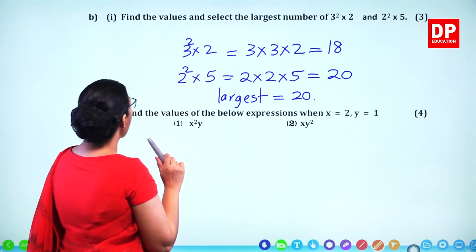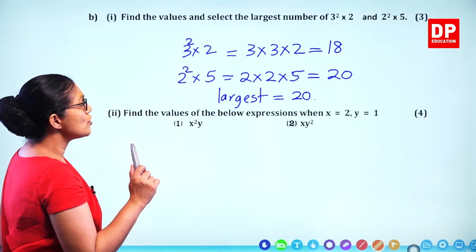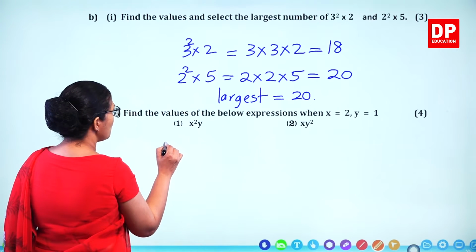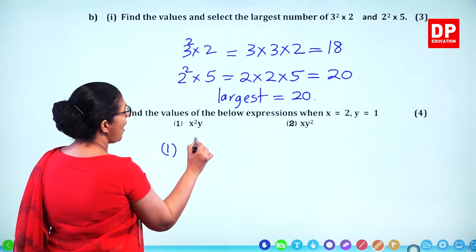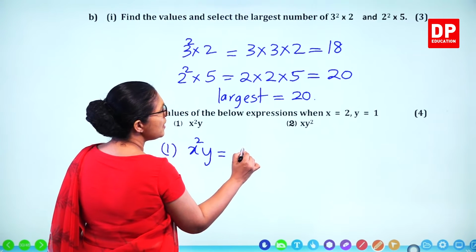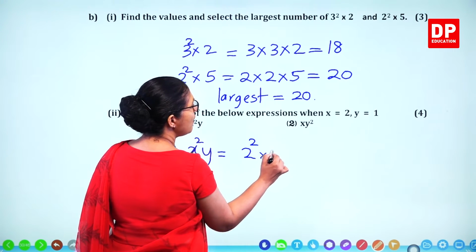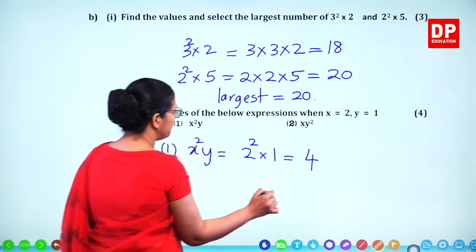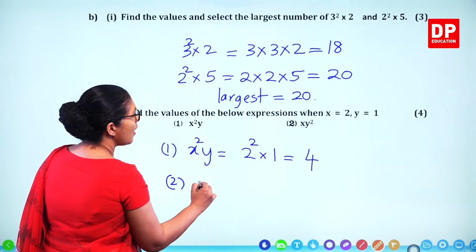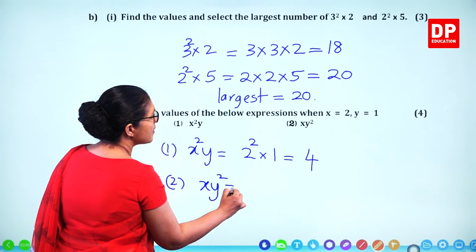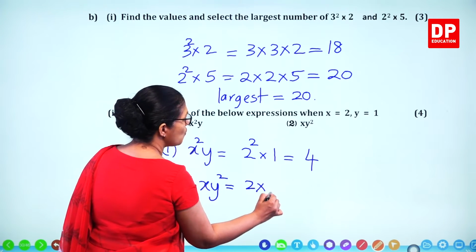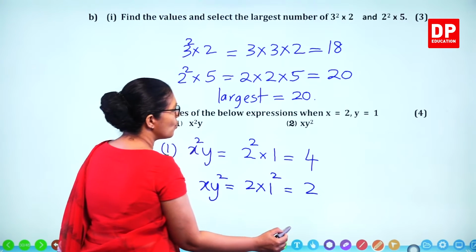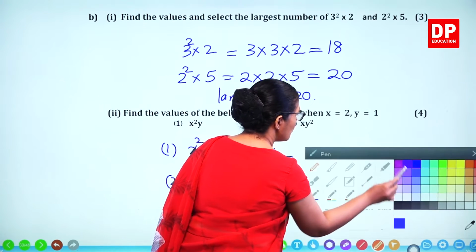Then the next one. Find the values of the below expressions when x equals 2 and y equals 1. So you have to substitute. We'll take the first one. X squared y. X means 2, 2 to the power 2, and y equals 1. 2 to the power 2 means 4. What about the second one? X y squared. X is 2, y is 1. 1 squared is 1. 1 times 2, 2. So we have those answers.